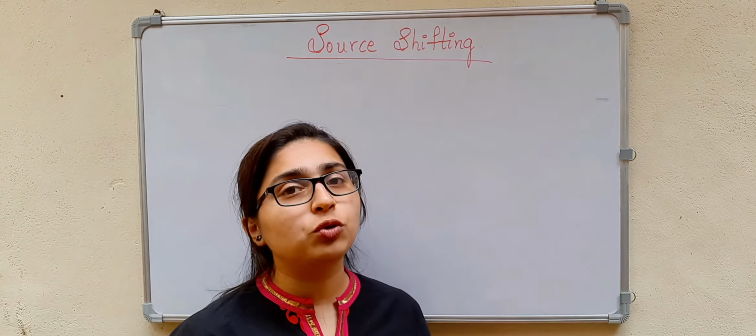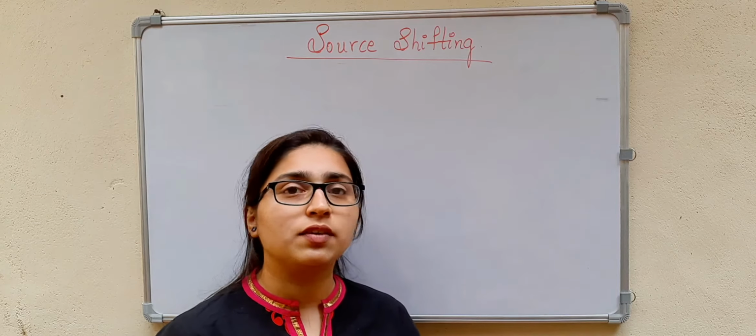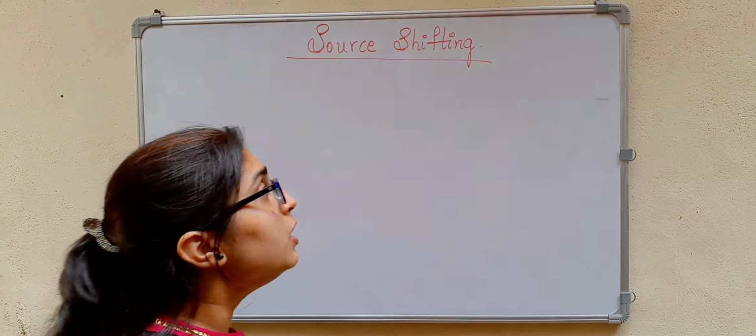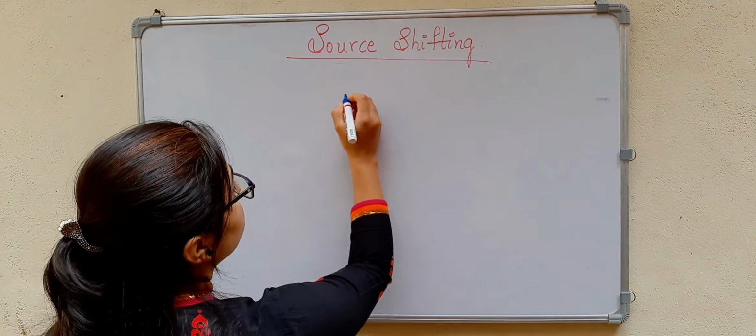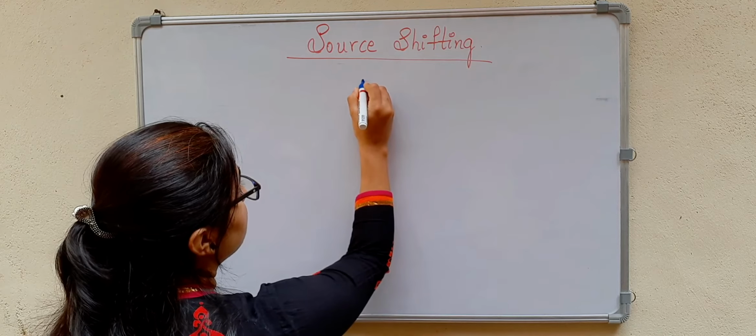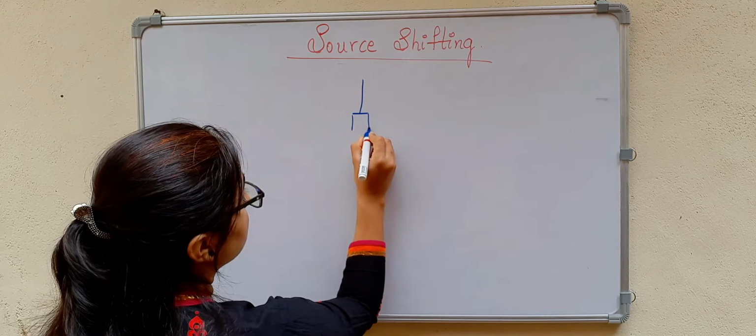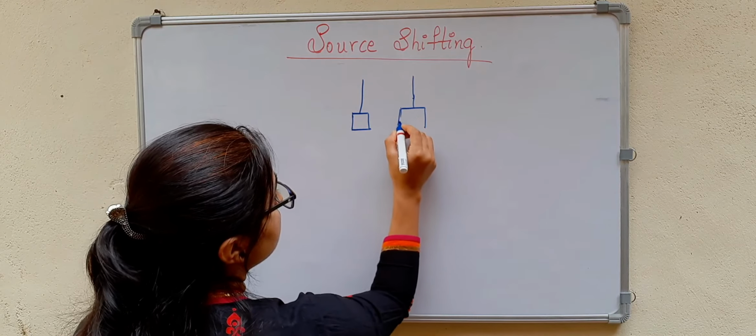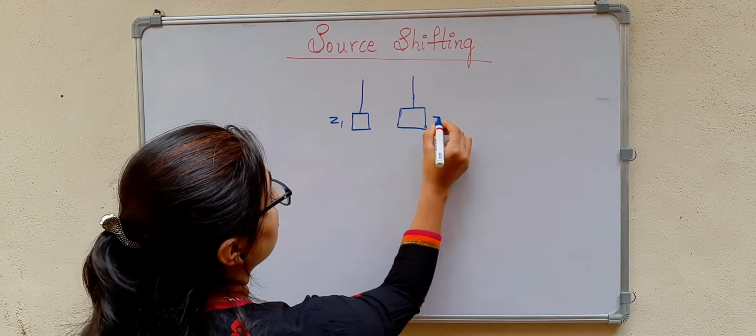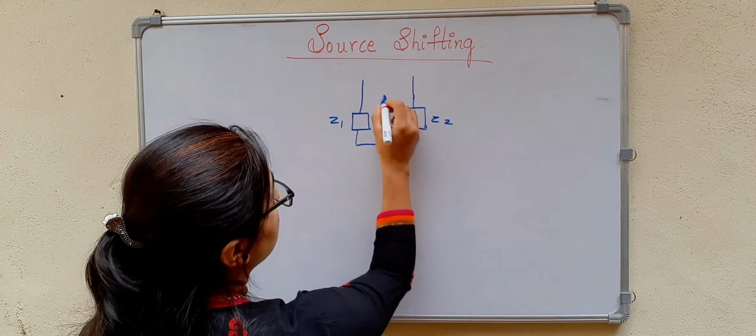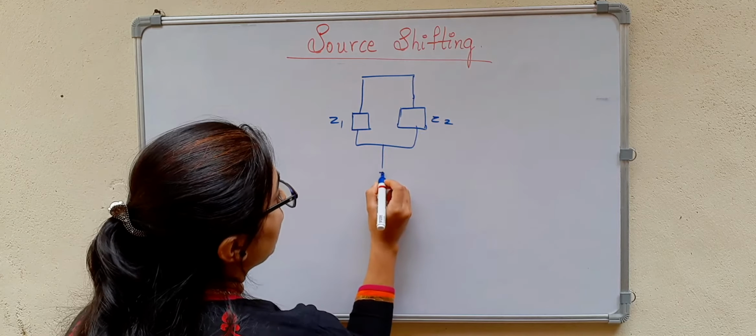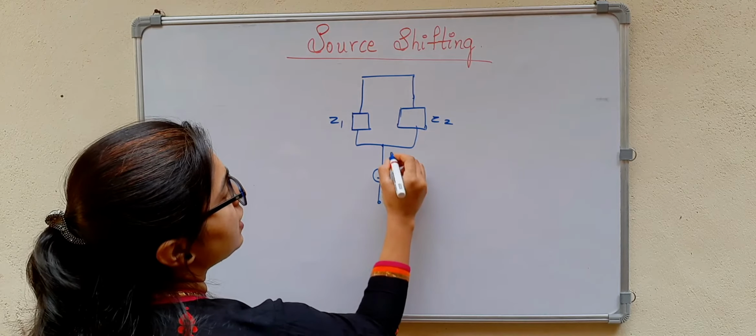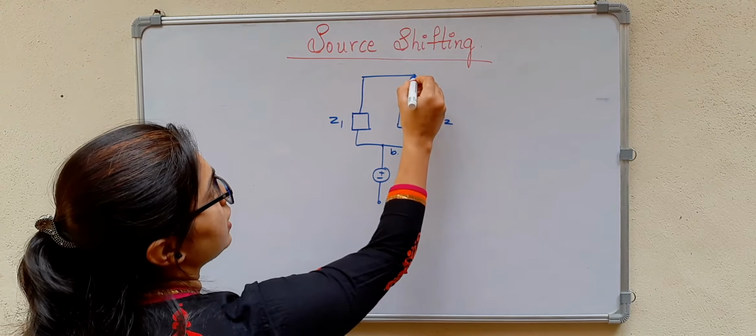So in this we have two types. One is a voltage source shifting, another one is a current source shifting. That is V shift and I shift techniques. Okay. So if you have a voltage source like this, we will consider these are two impedances. And here we have a voltage source. Let me consider this as A, this as B, and this point as C.